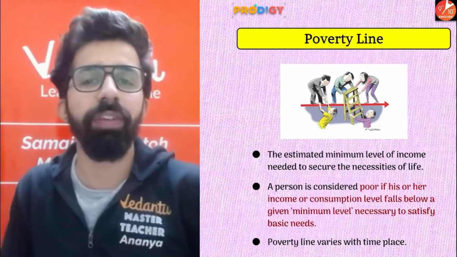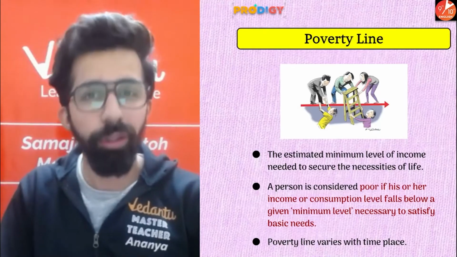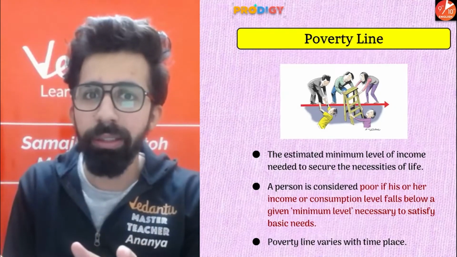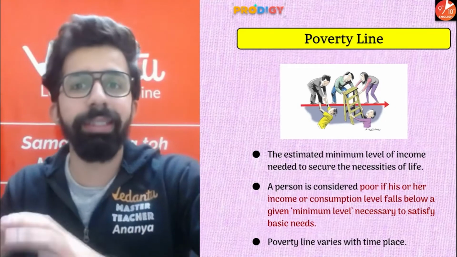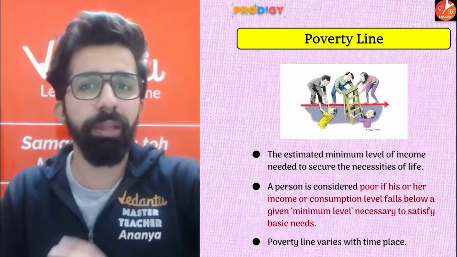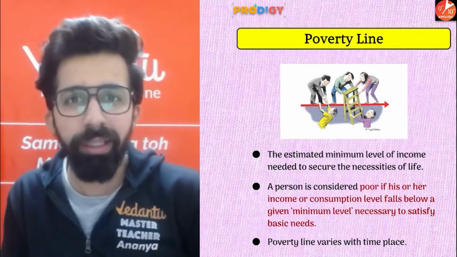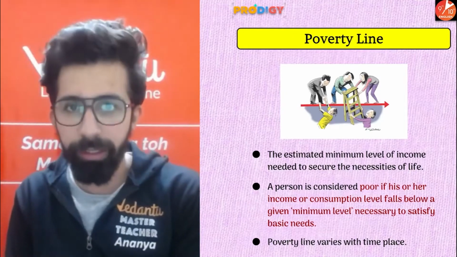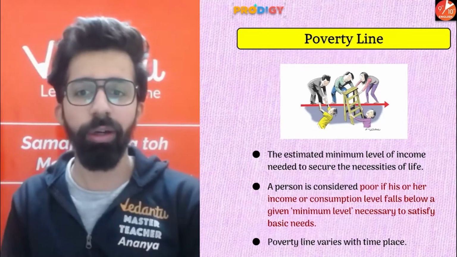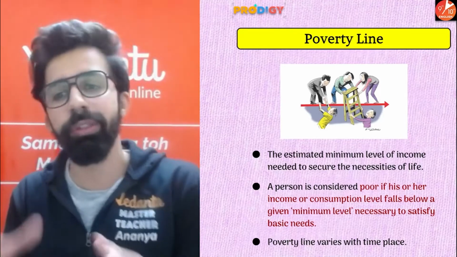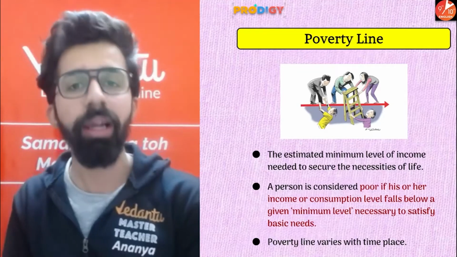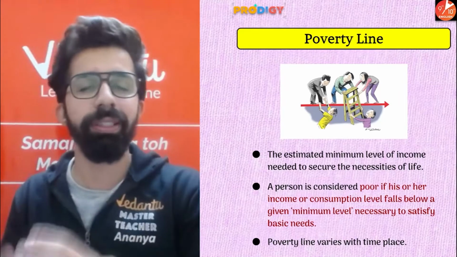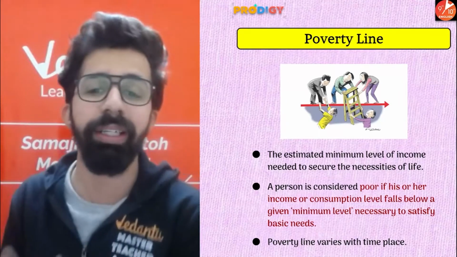So, what comes under necessities of life? Food, clothing, shelter. Means if a person is unable to secure the necessities of life like two square meals a day, food, clothing, shelter, then such people come under below poverty line. All right. So guys, it's an imaginary line of minimum level of income needed to secure the necessities of life. And if any person falls below this minimum level, then that person is categorized under below poverty line.